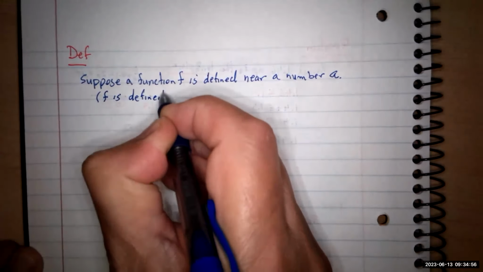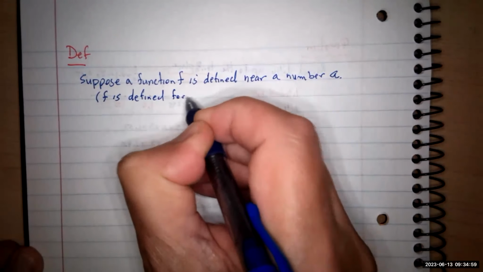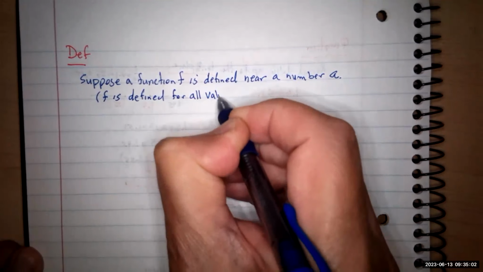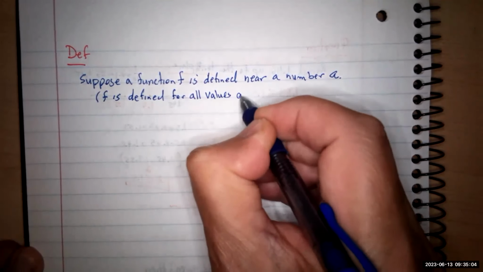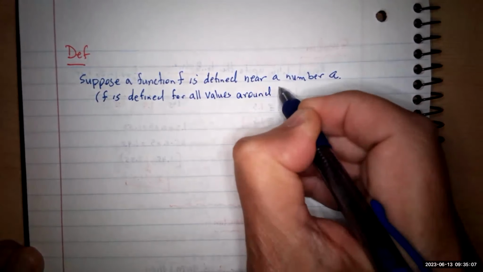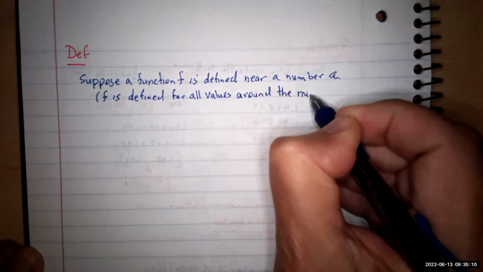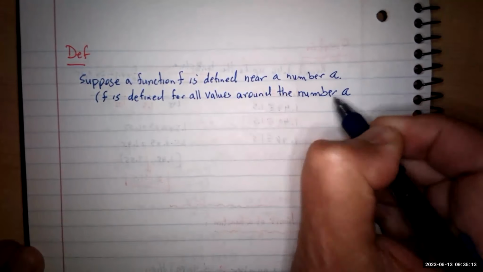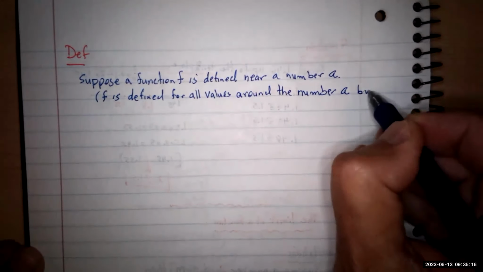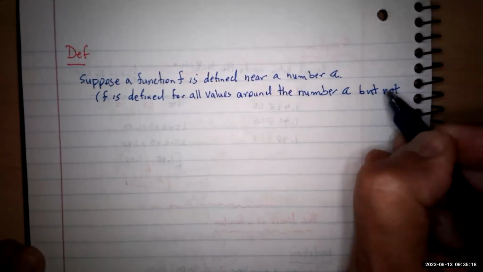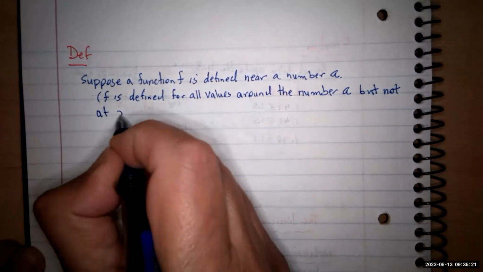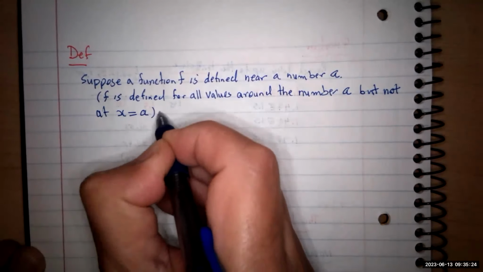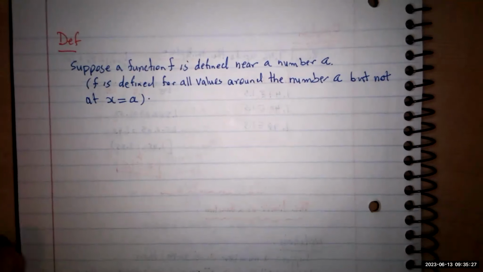So f is defined because we want to estimate it for all values close to a, around the number a, but not at a, not at x equal to a. So basically when you say x close to a, this means x is not equal to a, but x is close to the a. We estimate it. So that's the first thing that we have to consider.